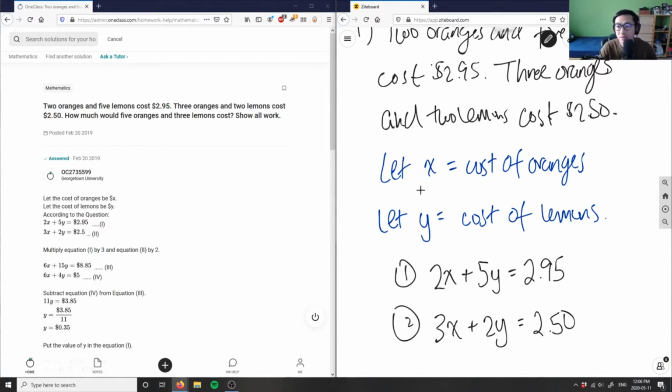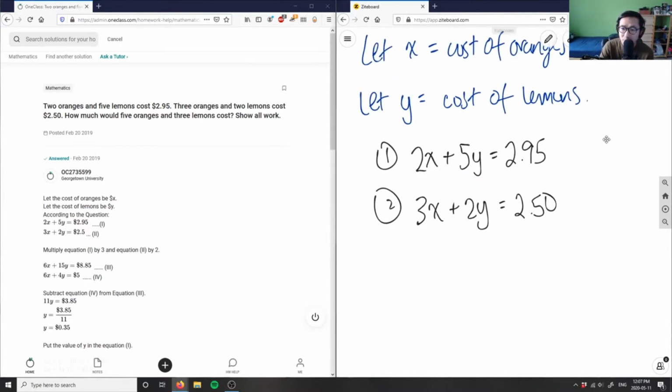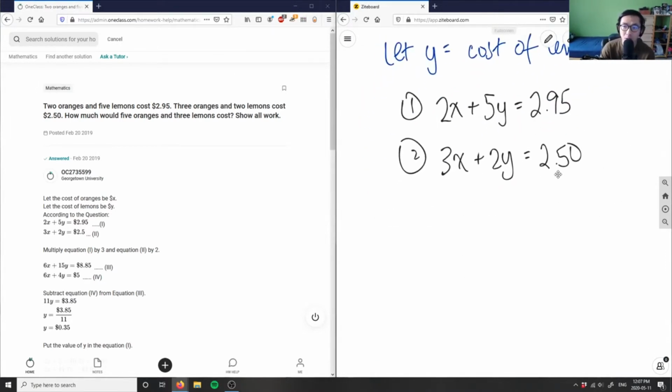And what we want to find out is how much 5 oranges and 3 lemons would cost. So if we want to find this, we have to figure out the unit price, or how much 1 orange costs and how much 1 lemon costs, and then we can solve for the solution here. So we're given equation 1 and equation 2 here.